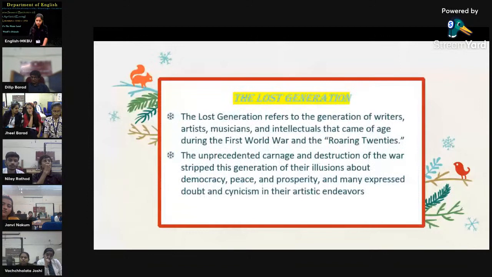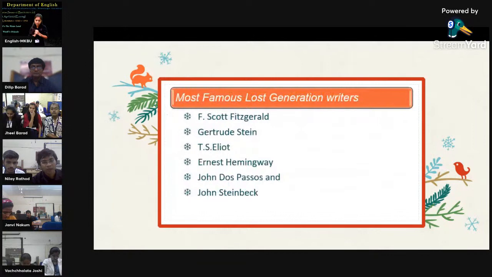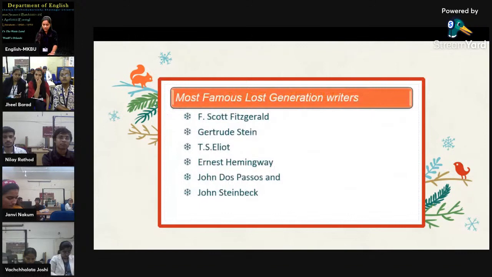The Lost Generation also comes from the 1920s and World War I. The Lost Generation referred to the generation of writers, artists, musicians, and intellectuals who came of age during the First World War and the Roaring Twenties. The unprecedented carnage and destruction of war stripped this generation of their illusions about democracy, peace, and prosperity, and many expressed doubt and cynicism in their artistic environments. The most famous Lost Generation writers are F. Scott Fitzgerald, T.S. Eliot, and the most famous, Ernest Hemingway.